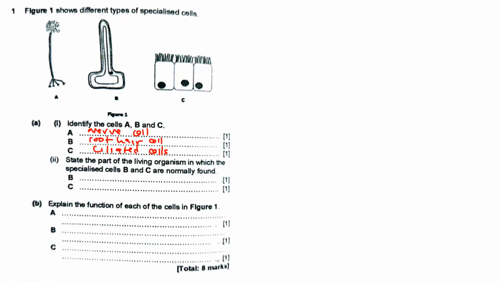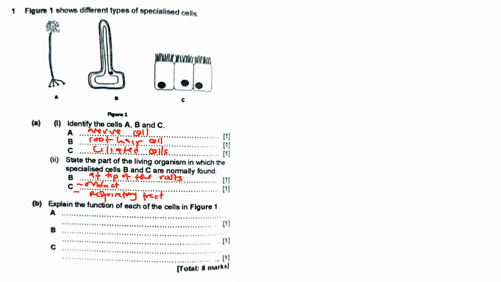State the parts of living organisms in which the specialized cells B and C are normally found. So where is B found? B is found at the tip of the roots. Just the end part of the roots. That is where you find root hair cell. Then what about C? C is found in the oviduct or the fallopian tube. If you put oviduct or fallopian tube, that is correct. Then you can also put respiratory tract. So that is where you find it, respiratory tract.